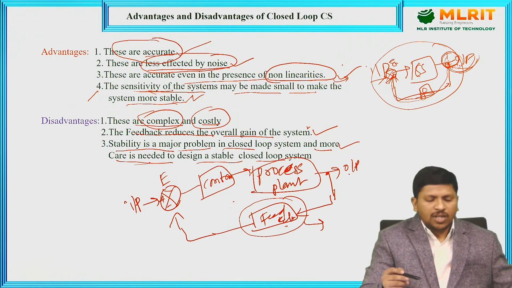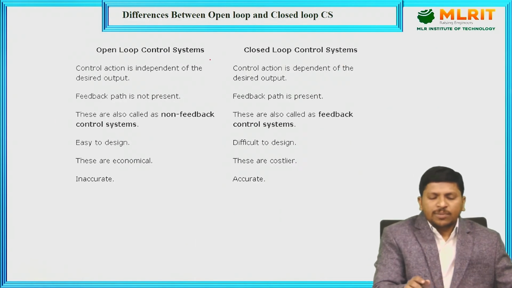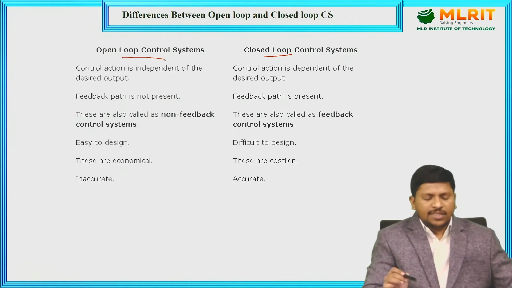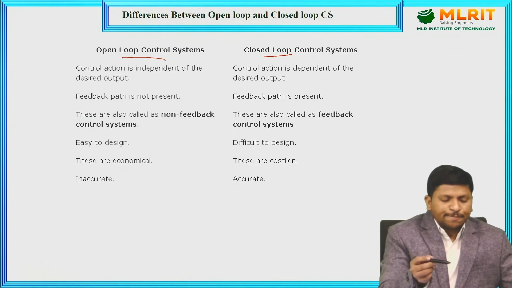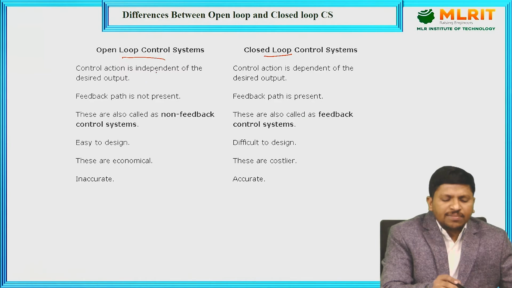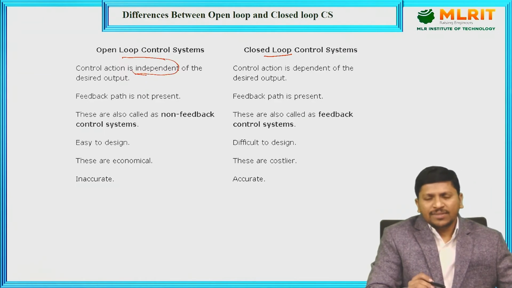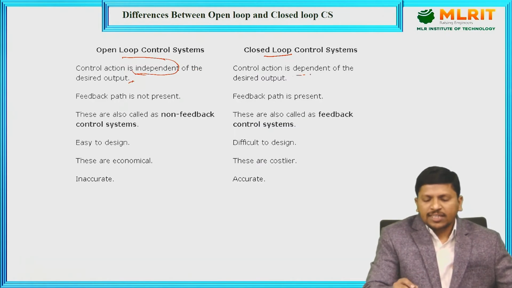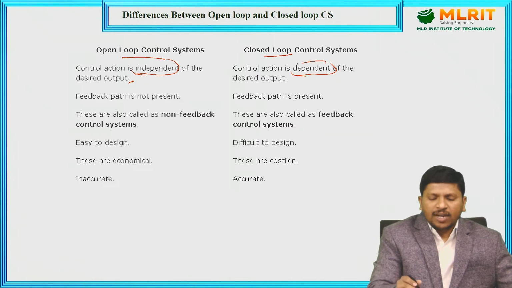Here, just observe the differences between the open loop control system and the closed loop control system. The first point is control action. In an open loop system, control action is independent of the desired output. In a closed loop system, control action is dependent on the desired output.